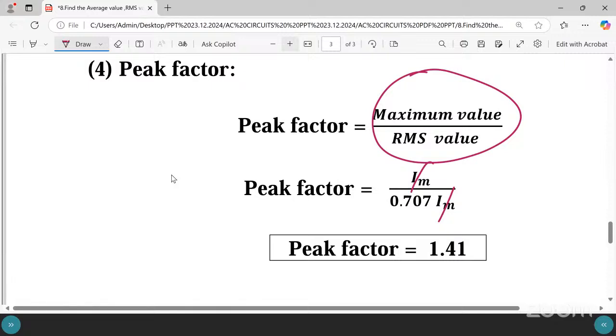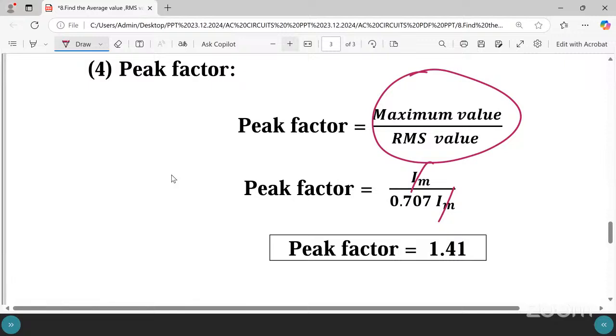V average is 2Vm by pi. For current, I average is 2Im by pi. For the voltage, 2Vm by pi is equal to 0.637 Vm. This is for the alternating voltage, the ninth topic. The eighth topic was the current. Ninth topic: V average is equal to 2Vm by pi, which is 0.637 Vm.